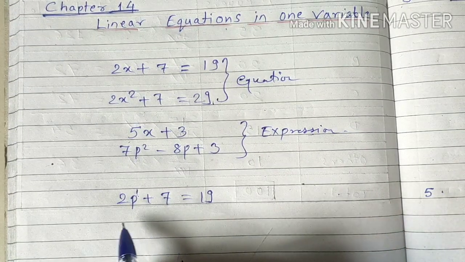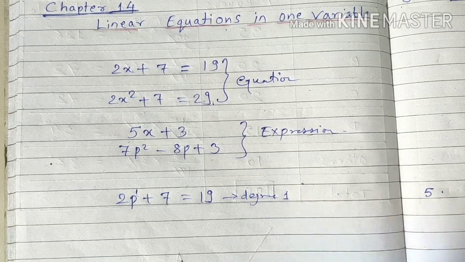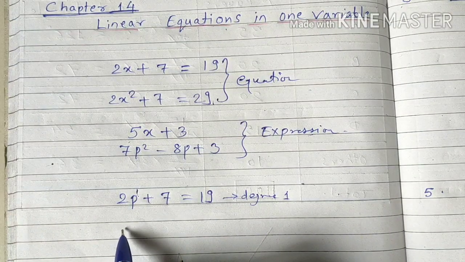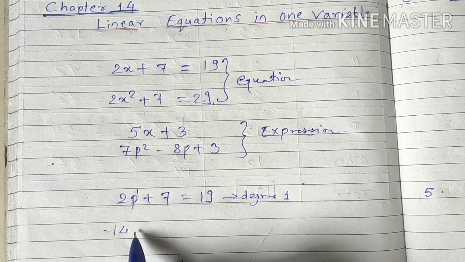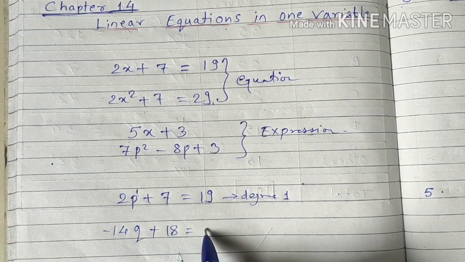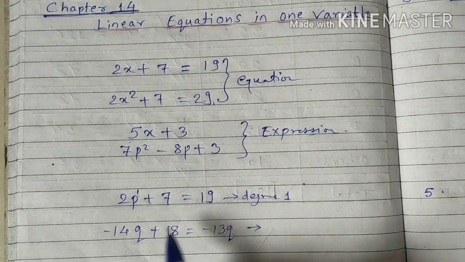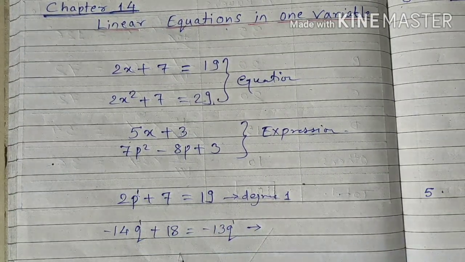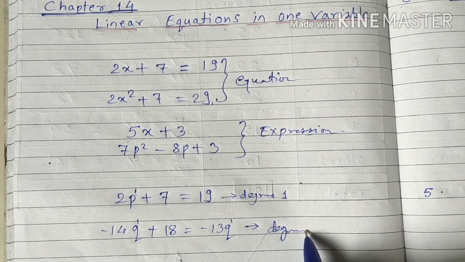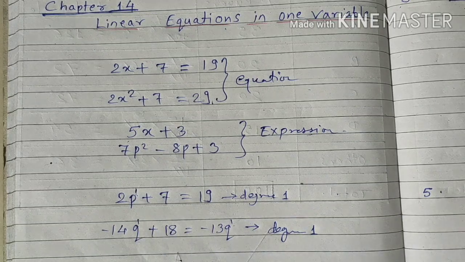So we can call it a linear equation. Got it? Its degree is 1. Another equation, suppose -14q + 18 = -13q. What is the degree of this? Here it is 1, here it is also 1. So we can say the degree is 1, because the highest power of the variable is 1.